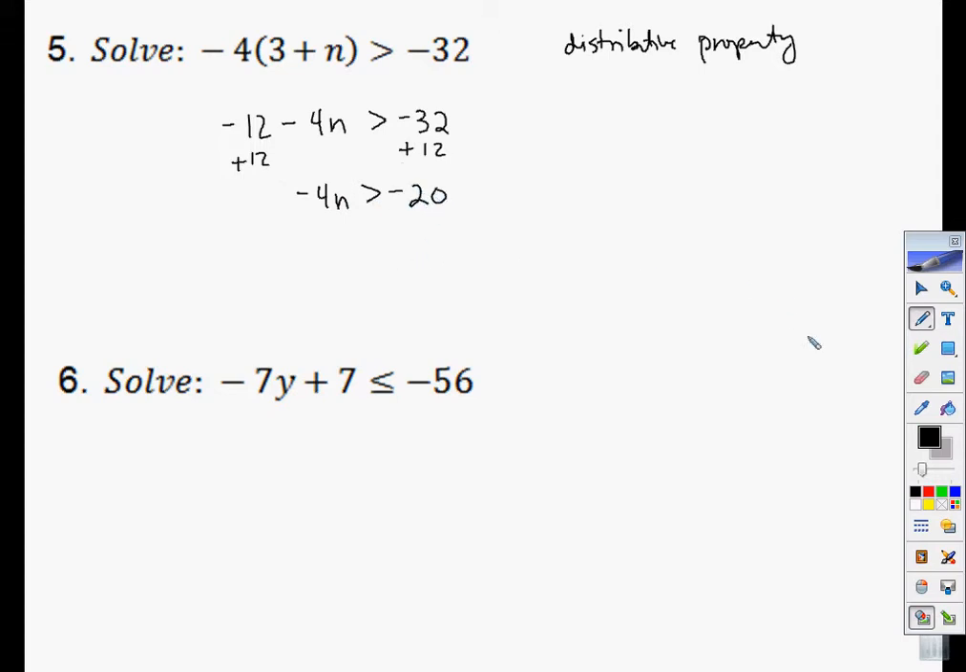Now at this point, remember, whenever we multiply or divide by a negative number, the direction of that inequality sign is going to change. So we're going to be dividing both sides by -4 here to solve for n. So n would be less than 5. We need to change the direction from greater than to less than. So that's my solution, n is less than 5.